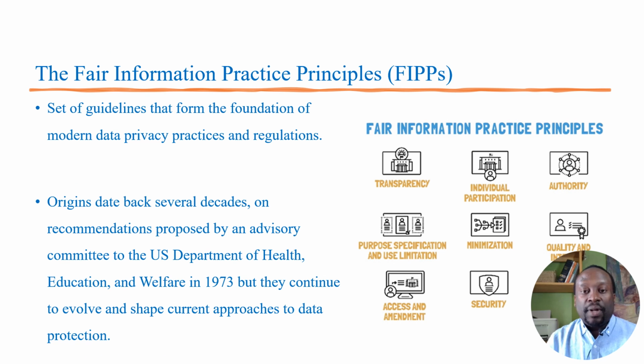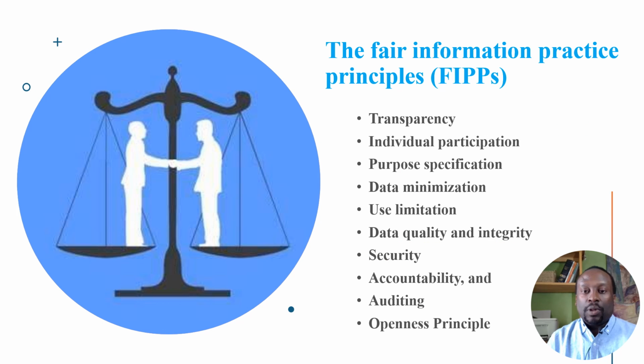The Fair Information Practice Principles are a set of guidelines that form the foundation of modern data privacy practices and regulations. Its origin dates back to 1973, and it continues to evolve and shape current approaches to data protection. These principles are quite many, and they include transparency, individual participation, purpose specification, data minimization, use limitation, data quality and integrity, security, accountability and auditing, and openness principle.